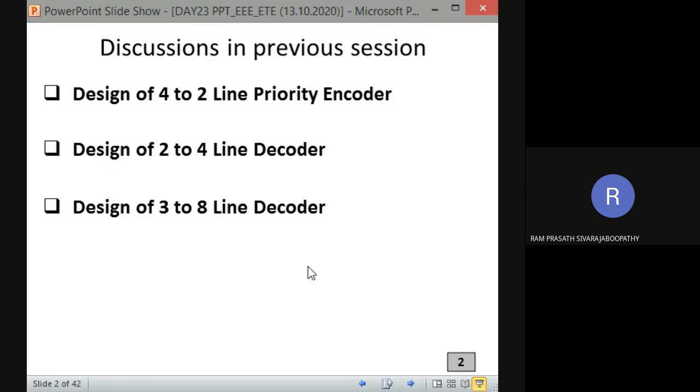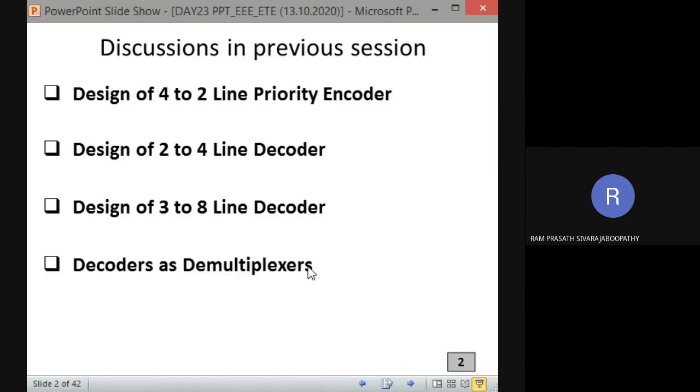Can you people type it in the chat? If I have 4 inputs to a decoder, what must be the number of outputs? If I have 4 inputs to the line decoder, how many outputs must be there? I am speaking about decoder, Srihari. Yes, Sabri Shetty, 2 to the power n. What I told is n equal to 4, so 16 outputs can be there.